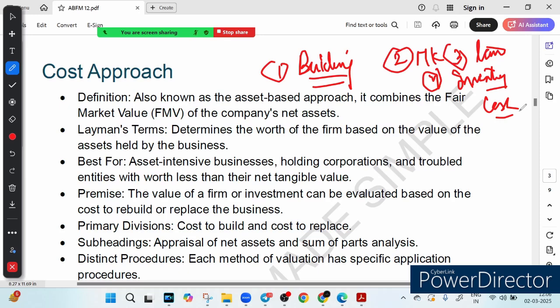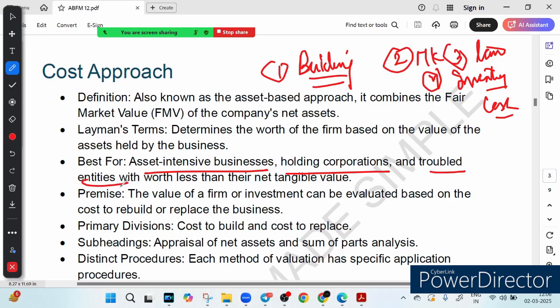So when is the cost approach used? This method is best for asset intensive businesses, like real estate companies or manufacturing firms. Then it is good for a holding corporation, which means a holding company with investment in other businesses. Troubled entity means a struggling business where assets are worth more than the company's profit.